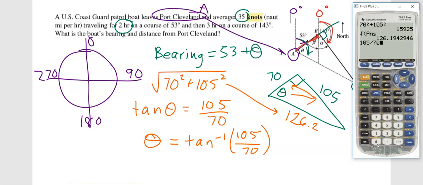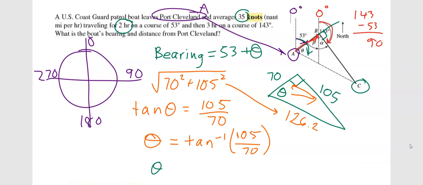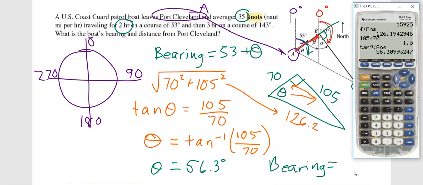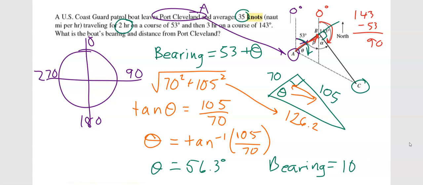Now you could do this all at once. I don't know why I'm doing it this way. Tangent inverse of the answer, 56.3 degrees. Theta equals 56.3 degrees, which means that the bearing would be 53 plus 56.3, which is 109.3, because I'm just adding the 53 and the 56.3 together.